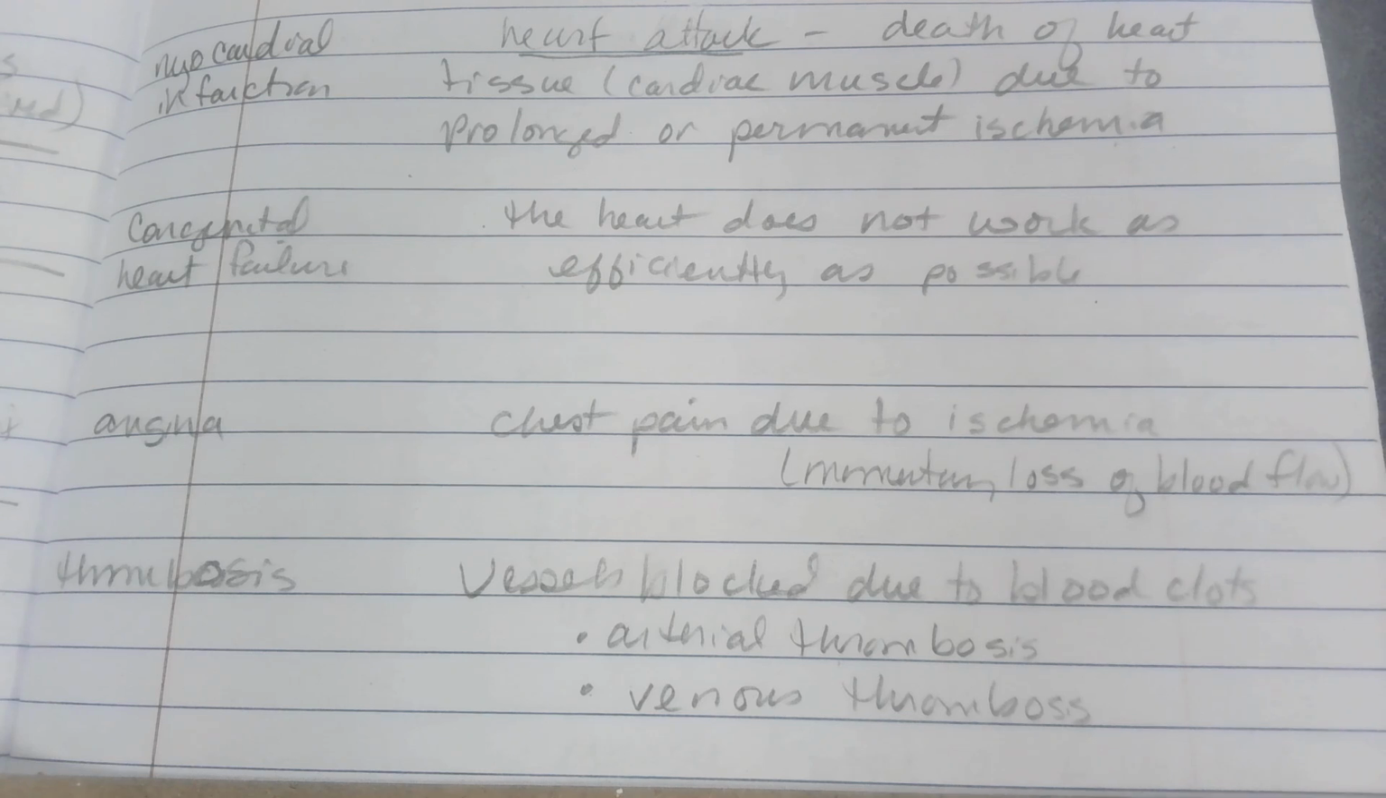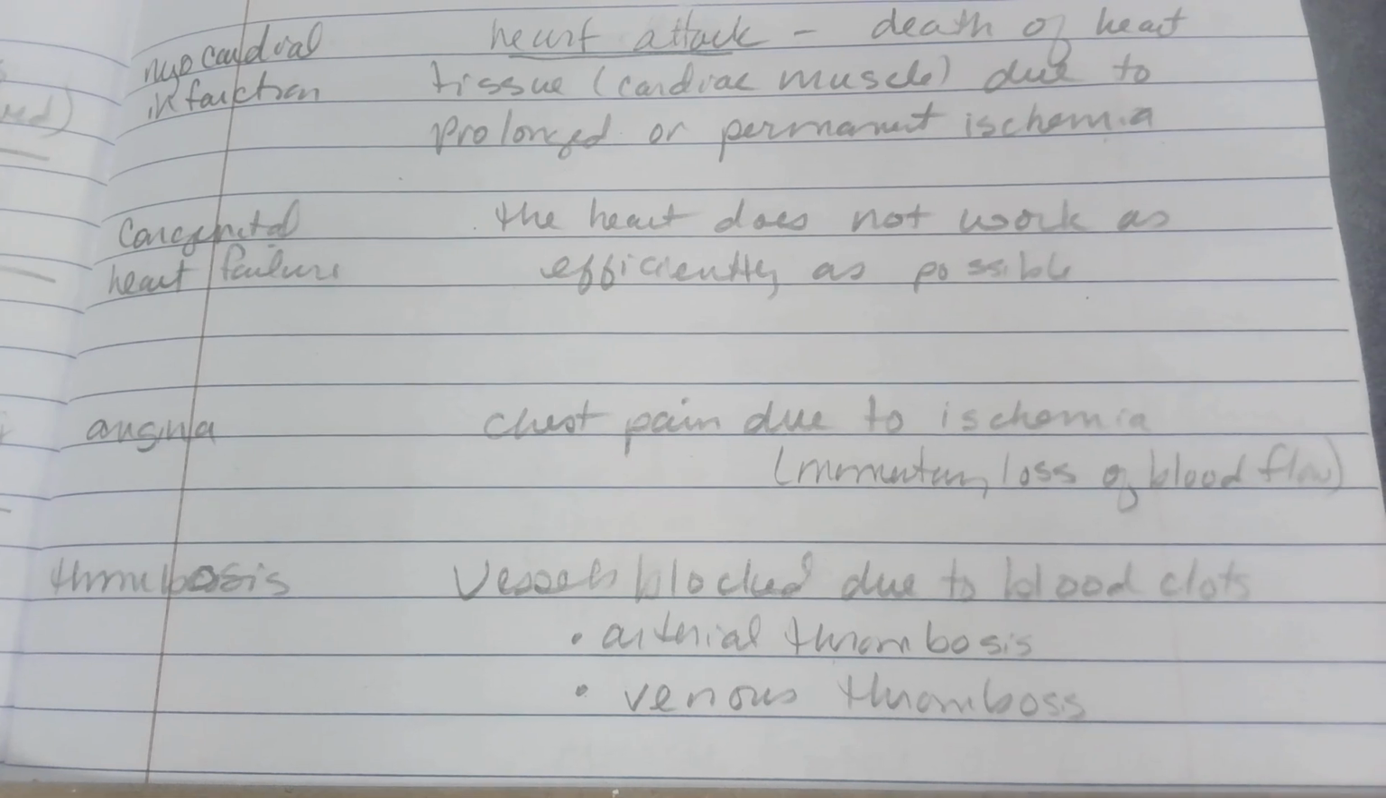Thrombosis. Vessels are blocked due to blood clots. So you can have arterial thrombosis, which occurs in the arteries, and venous thrombosis, which occurs in the veins.